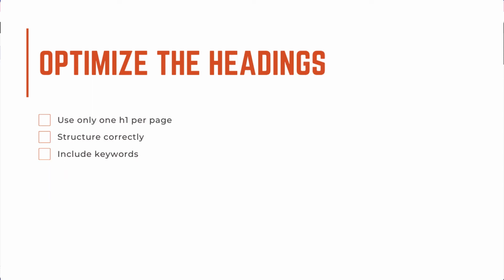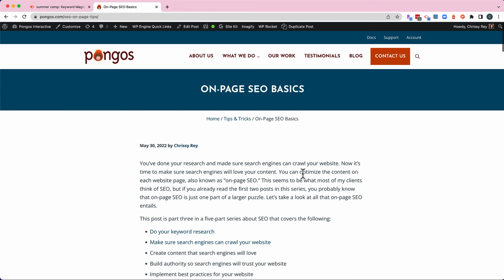All right, so the next thing you're going to optimize is the headings. This is very important. You want to make sure that your headings are used correctly. So we're looking at a blog post on pongos.com. Number one, notice that the URL there is SEO-on-page-tips. That's a nice, short, very relevant URL. But I do want to point out the headings.